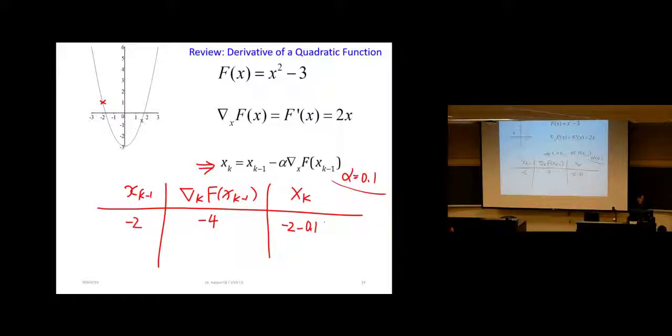Minus 0.1 times -4, right? So what is this? Did I calculate correctly? Yes. It's plus 0.4, so it's -1.6, right? Is this correct? Yeah, where is -1.6? It's roughly here. So in the end, I moved from here to here. Go on. At -1.6, take the gradient.